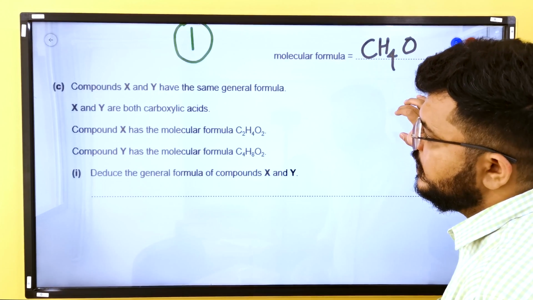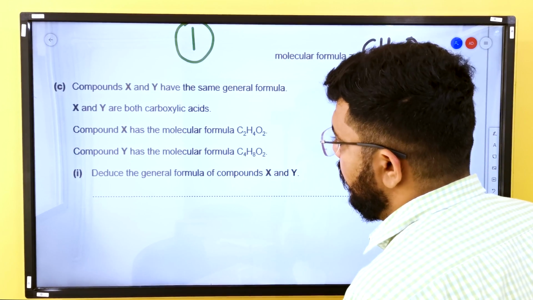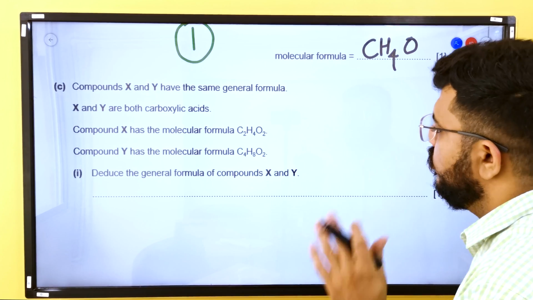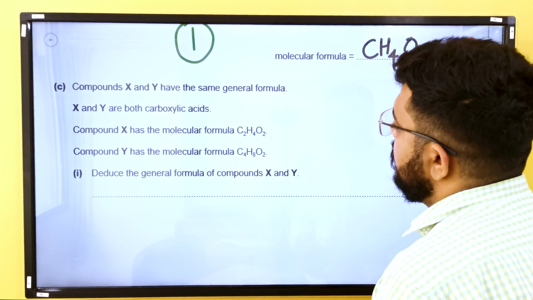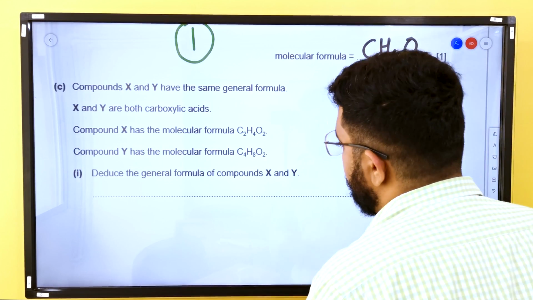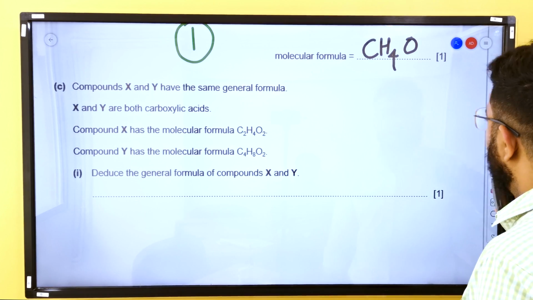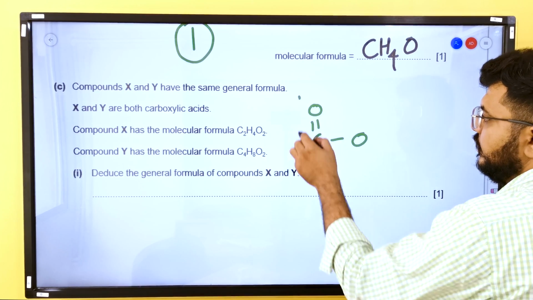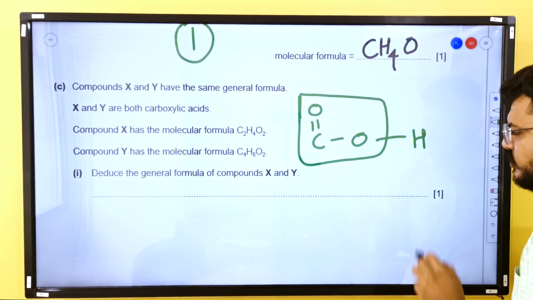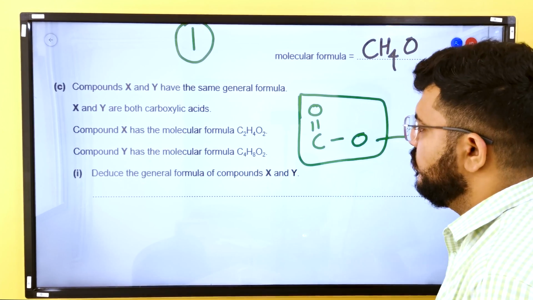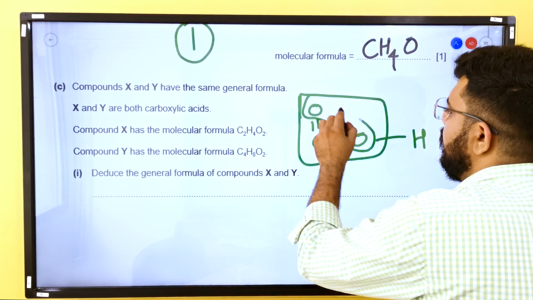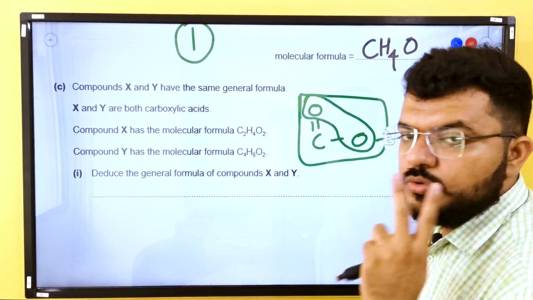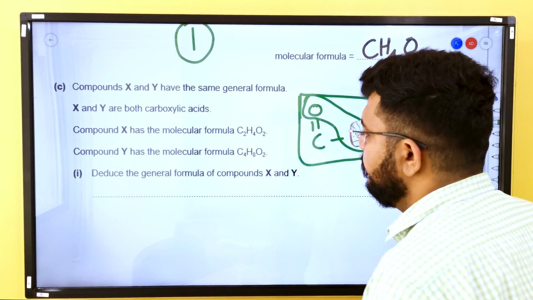Okay. Part C. Compounds X and Y have the same general formula. X and Y are both carboxylic acids. Compound X has a molecular formula C2H4O2. Compound Y has molecular formula C4H8O2. Deduce the general formula of compounds X and Y. Now, see, the thing about carboxylic acids is they will always contain this much. This will be obviously attached to an H, but they will contain this much. So, in my formula, if I ignore carbon and hydrogen, right, they are written separately. So, oxygen, I can always say there are two oxygen in an acid, right? So, I'll start with that.